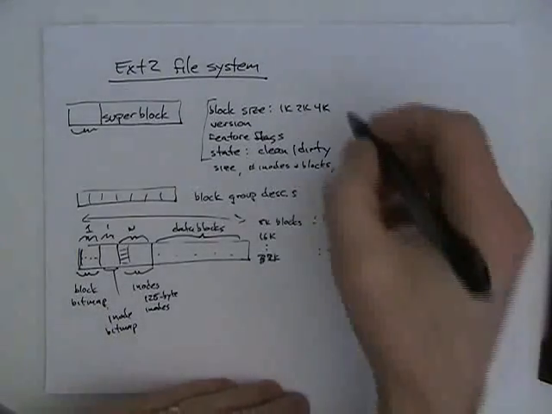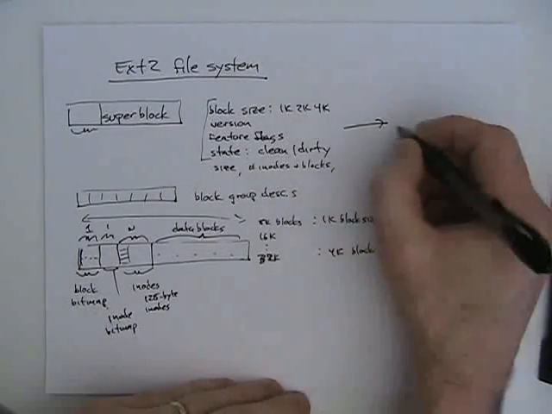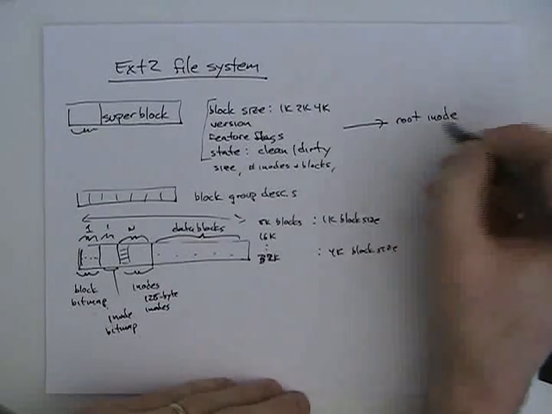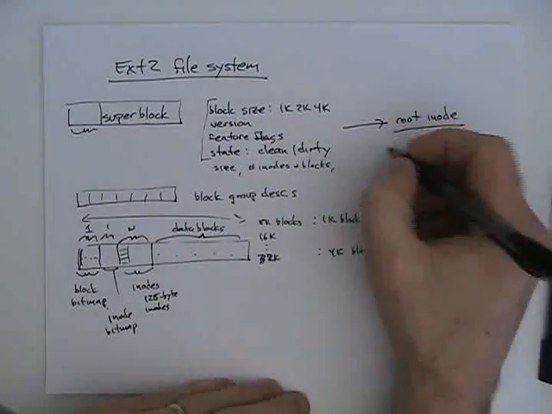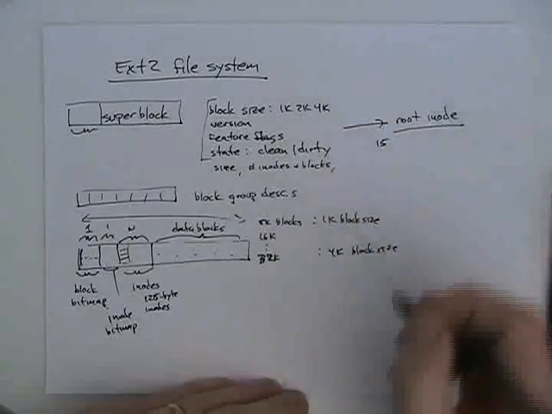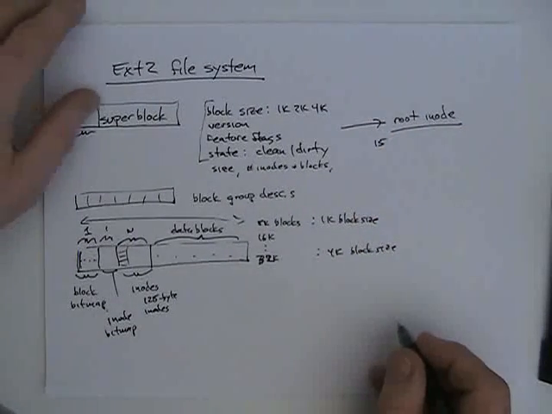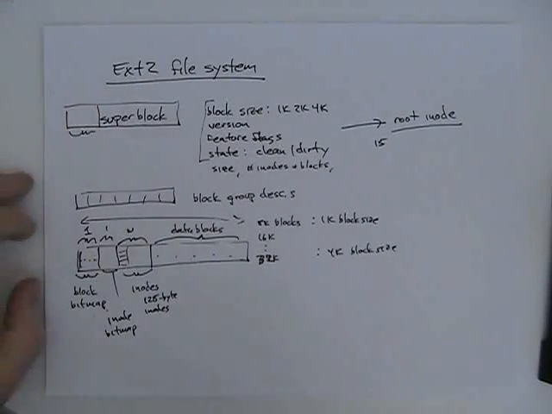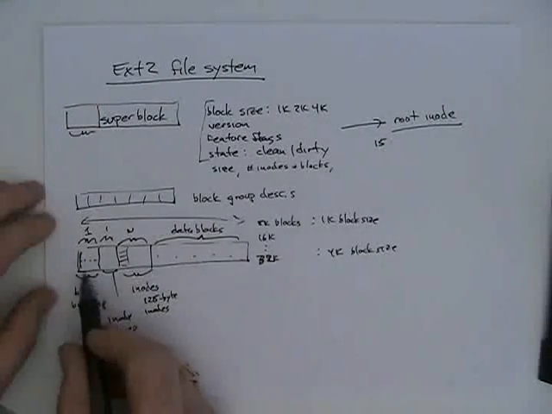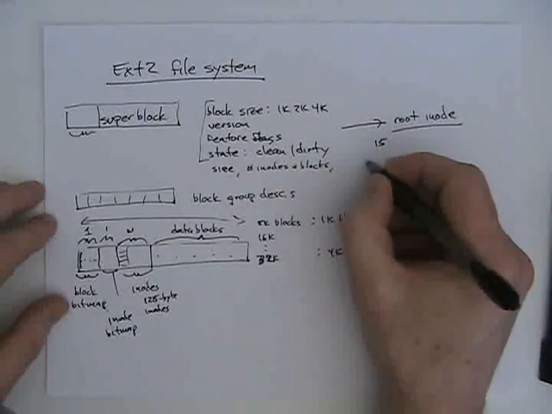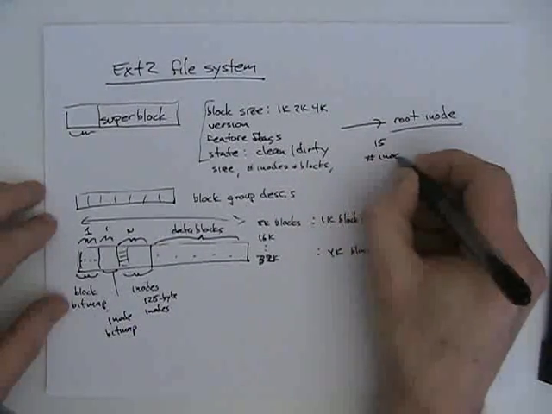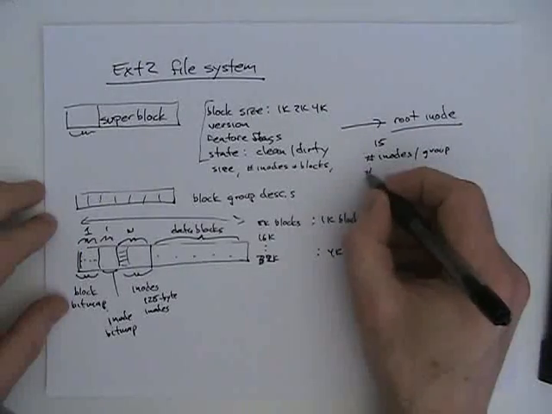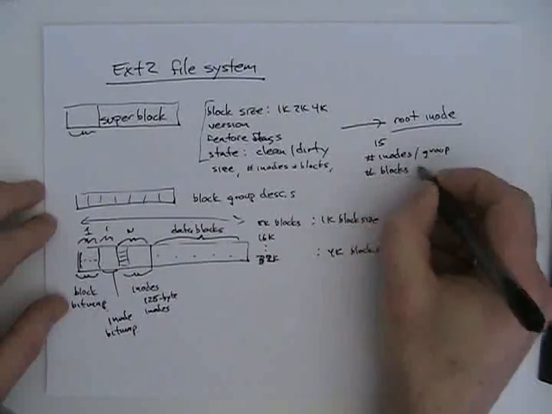Okay, I forgot one last thing here. We have to identify the root inode. That's just going to be a number, 15 or something. Now, it turns out that each block group, and it also has the number of inodes per group and the number of blocks per group.